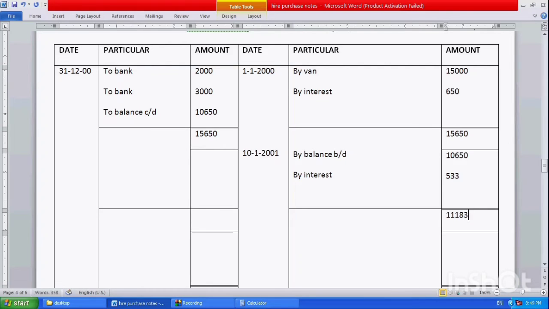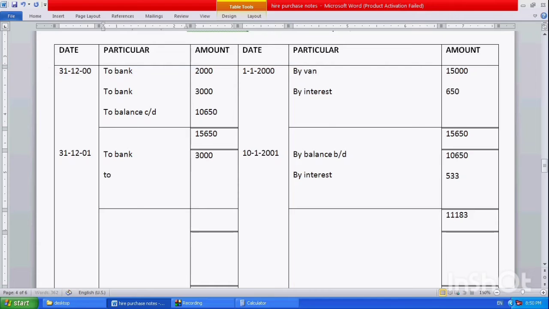Okay, so we have got 533 as interest, so 11,183 is the overall after adding the interest. The ledger tally is 11,183. Now close the date, 31st December 2001, to bank. Okay, 11,183.